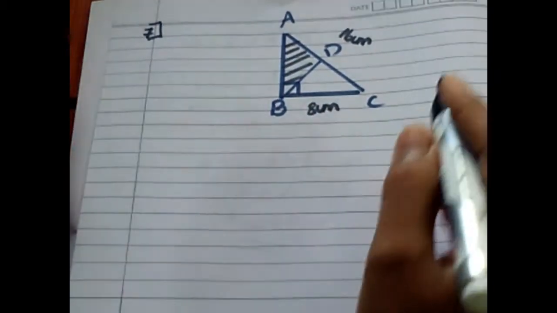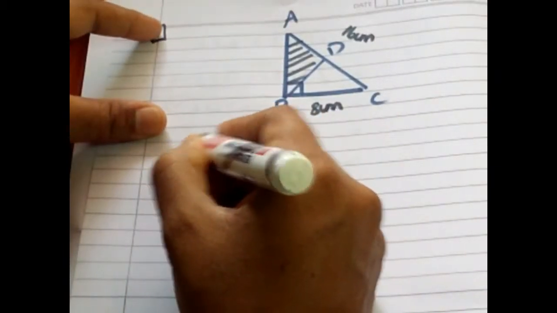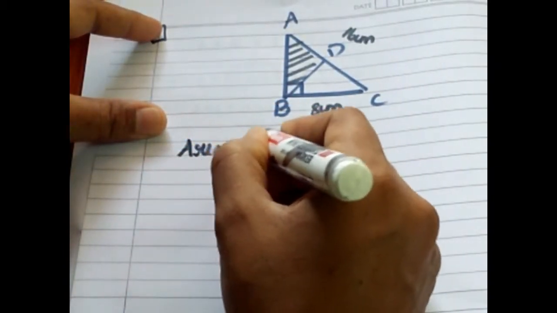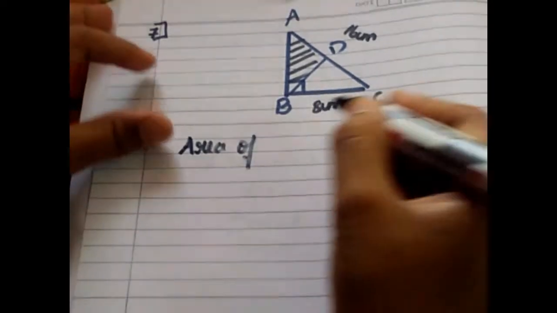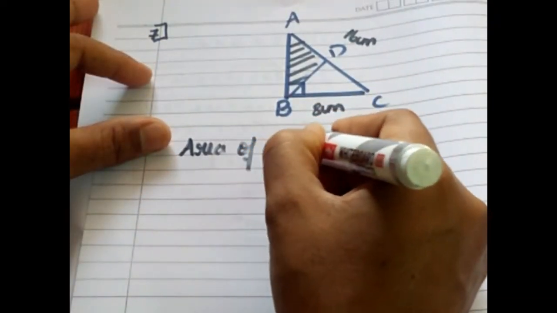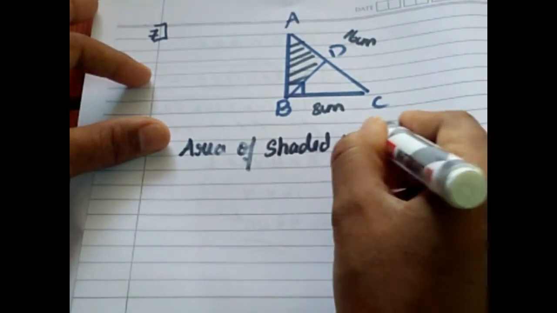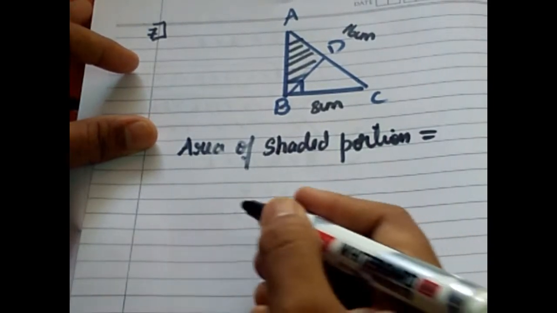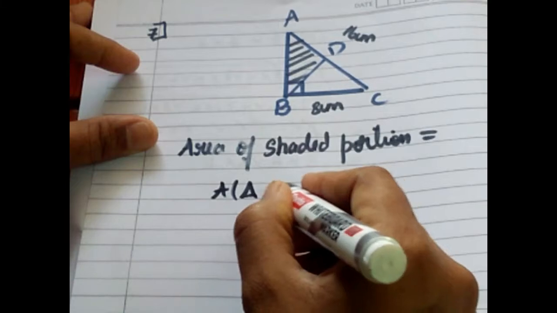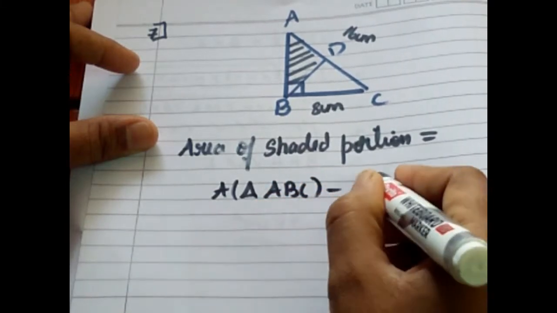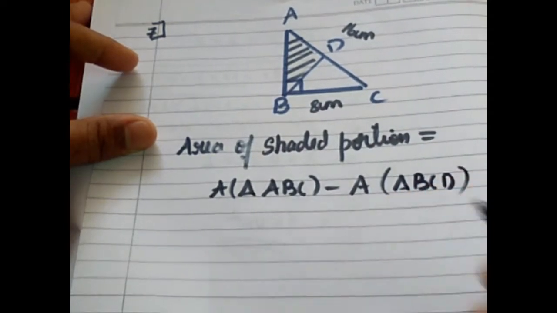So let me write the same. Area of shaded portion is equal to area of triangle ABC minus area of triangle BCD.